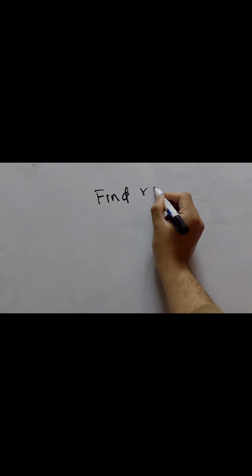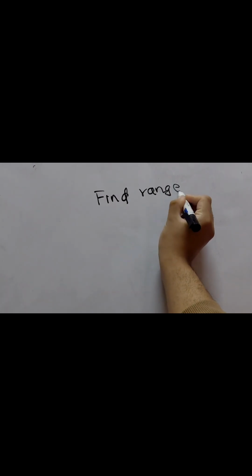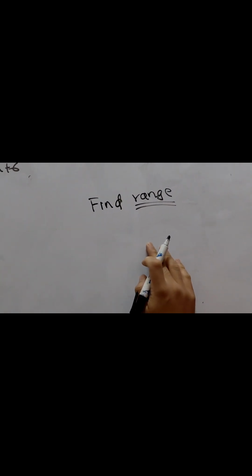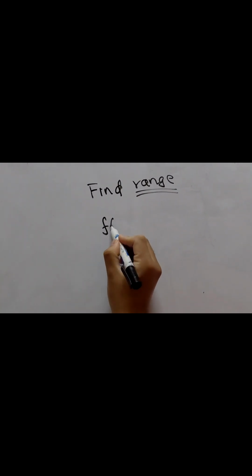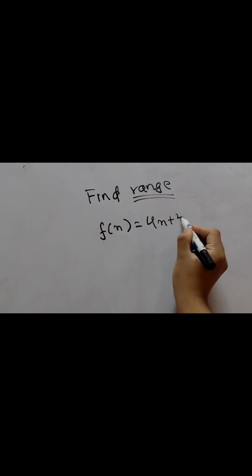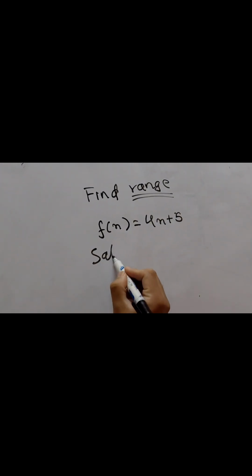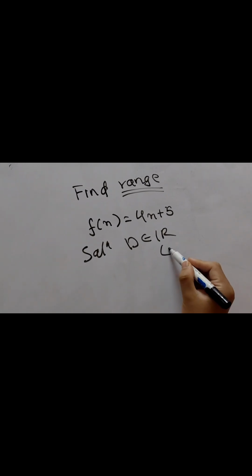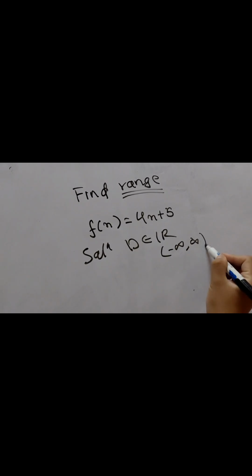Now we have to determine what the range is. We need to find the range. So for us to determine the range, we are again starting with a simple question: f of x equals 4x plus 5. But in the solution, what we can say is that the domain belongs to the real numbers, that is, minus infinity to infinity, which we understood.